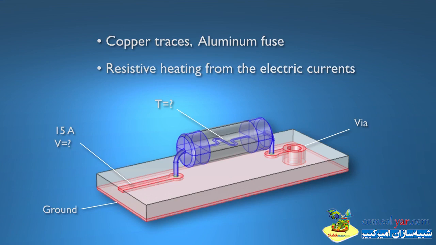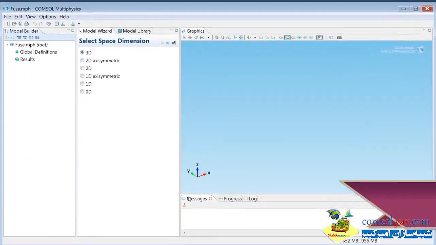Now, the fuse is effectively just an aluminum thread running through a vacuum tube. Aluminum has a melting point of 933 Kelvin, so what the question boils down to in the end is whether or not the temperature in the thread will exceed 933 Kelvin. We will also find the voltage drop across the circuit and a whole lot of other interesting results. Now let's bring up COMSOL.